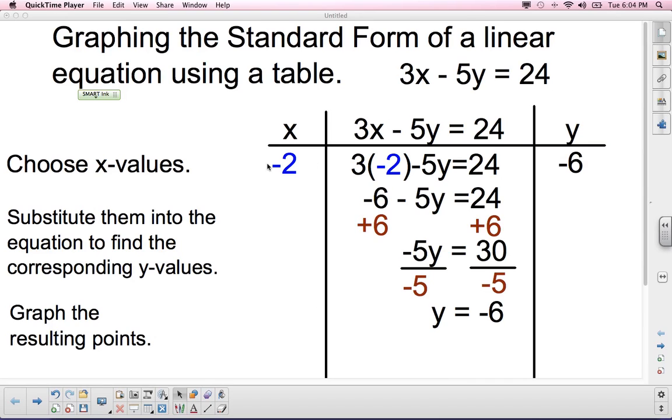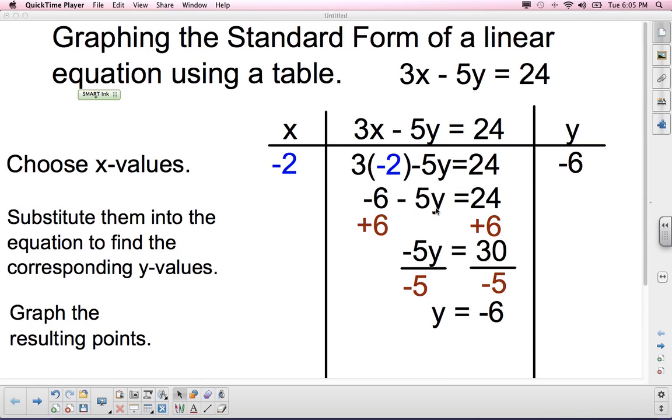So I picked x equals -2 at random. You choose the x values, you put them into the equation, and you figure out what the y value would need to be. You could pick any number, but I picked -2. So I put -2 in where the x was in the equation. 3 times -2 gives me -6. So the rest of the equation just carries on. -6 minus 5y equals 24.